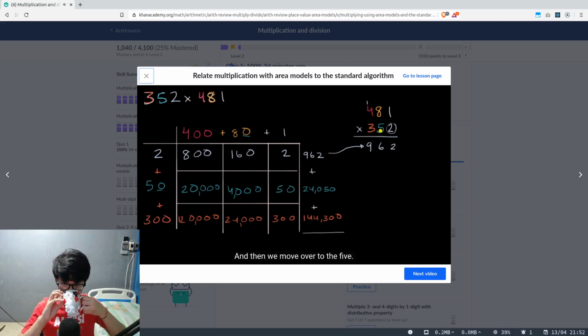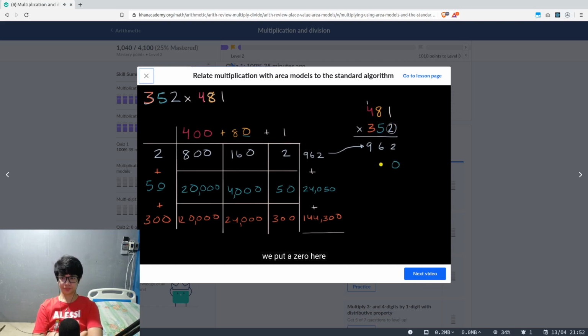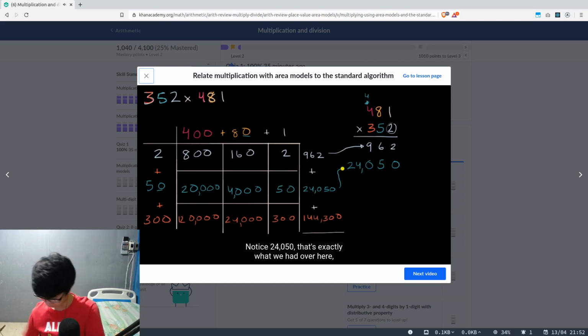And then we move over to the 5. But this is really 5 tens, or 50, and that's why in the standard algorithm we put a 0 here before saying, all right, what's 5 times 1? It's 5. What's 5 times 8? It is 40. We regroup the 4. Let's delete this from before. What's 5 times 4? Well, that's 20. Plus 4 is 24. Notice, 24,050. That's exactly what we had over here.